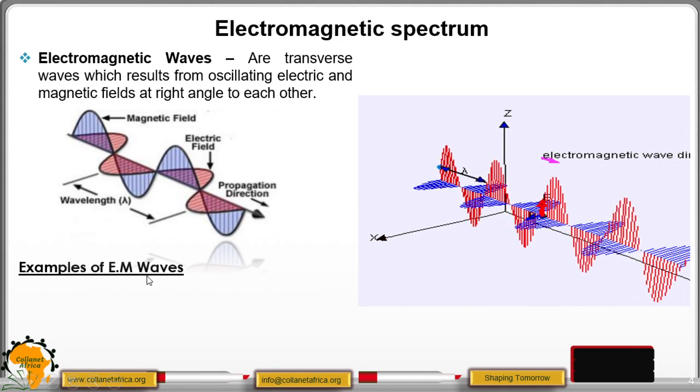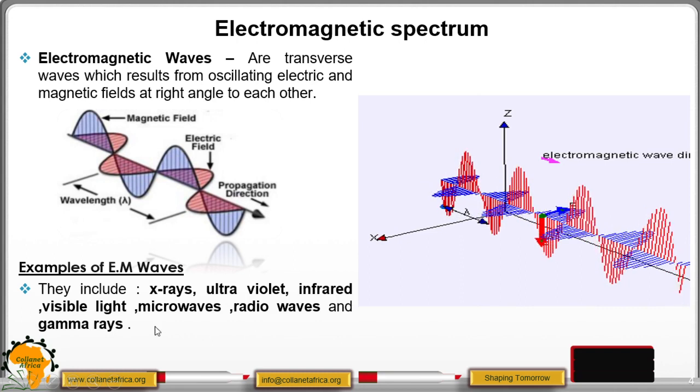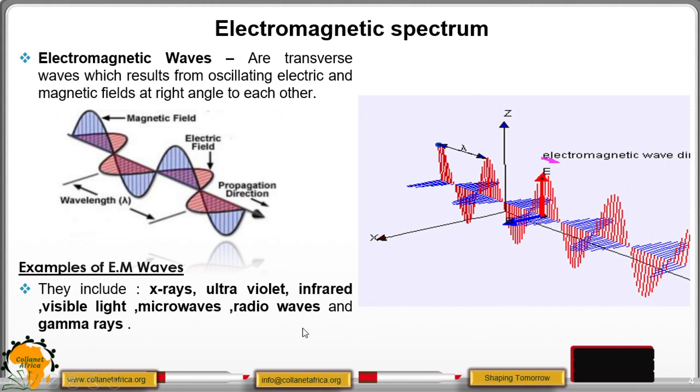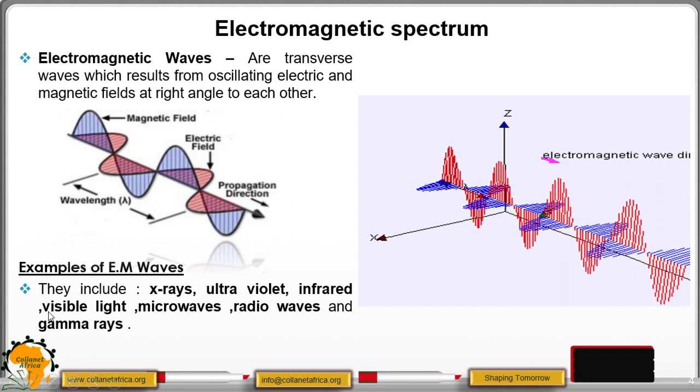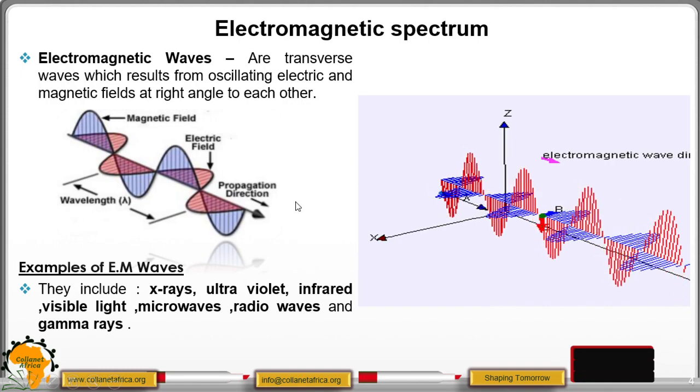We have examples. We have X-rays, ultraviolet, infrared, visible light, microwaves, radio waves, and gamma rays. As you can see here, there are only 7. So we have 7 electromagnetic waves.